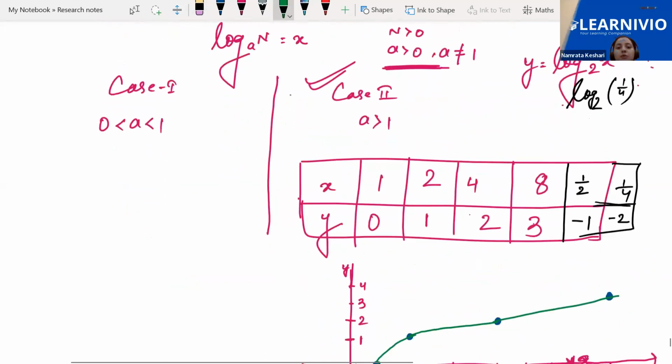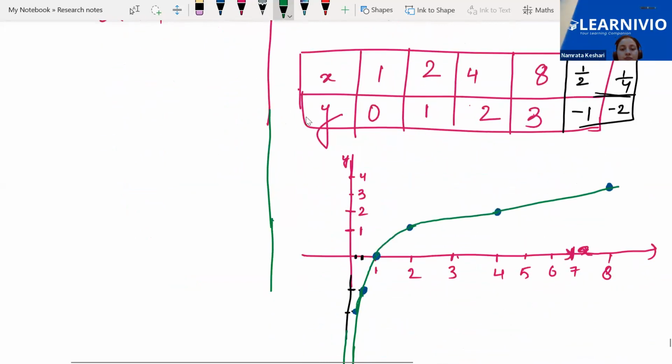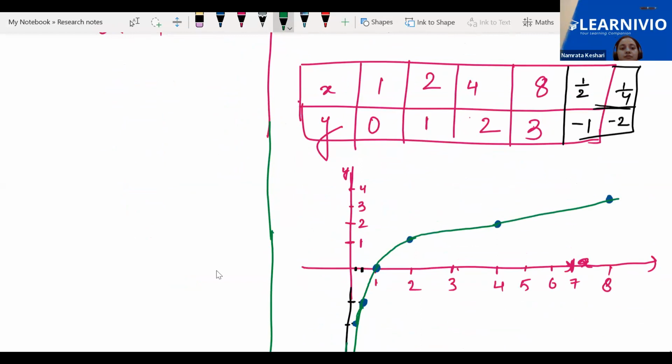Let's draw the table for the other scenario. And let's try making the graph.